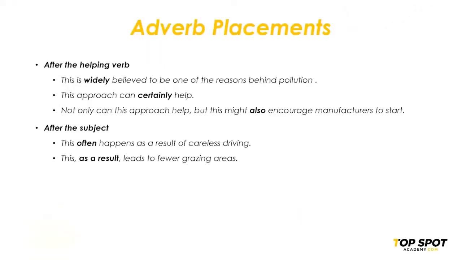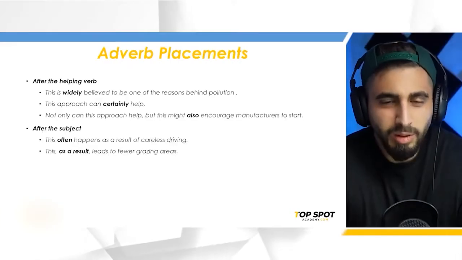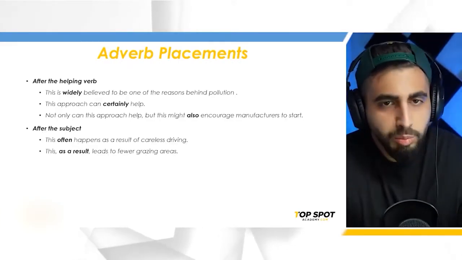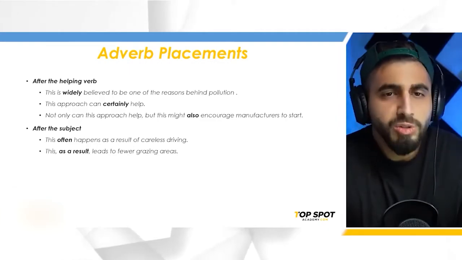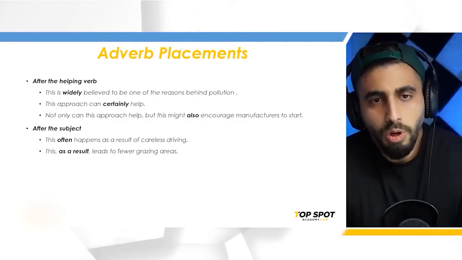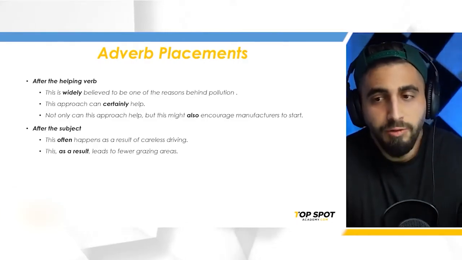Another example. This, as a result, leads to fewer grazing areas. Don't worry about the meaning of the sentence. Yeah, grazing areas means like areas where sheep walk around. Sheep, goats, and cows. But focus on as a result. Now you might be telling me, Isa, wait a second. As a result is not one word, it's 3 words. Yes, this is called an adverbial phrase.